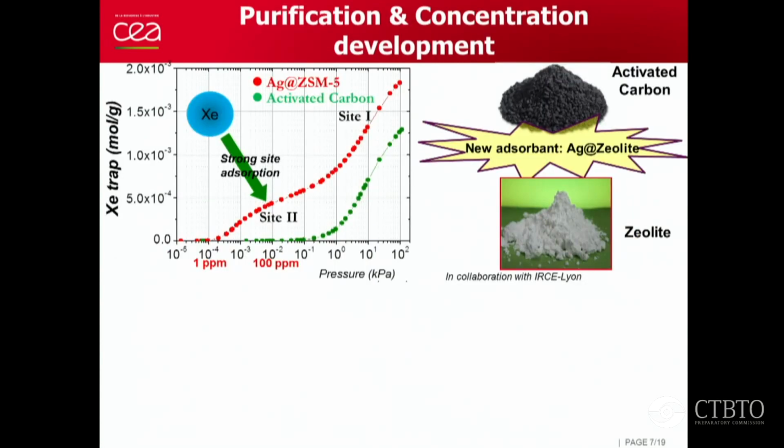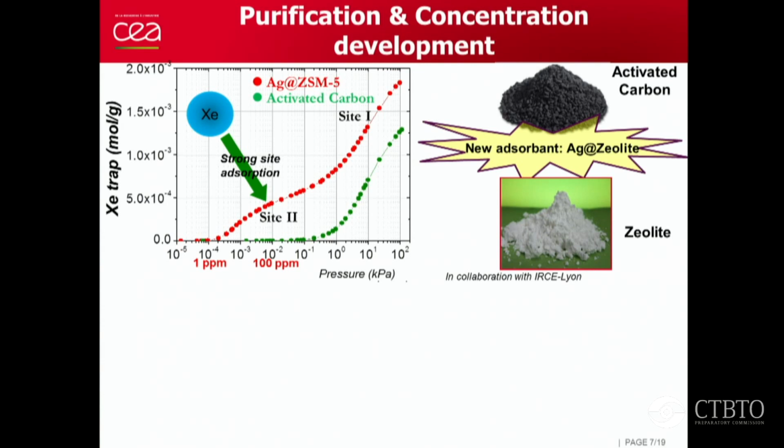But the purification and concentration development is an important work at CEA from several years. We work on the development of new kind of adsorbent to make the xenon retention as efficient as possible. And here you have the xenon retention capacity for 2 different materials, the classical activated carbon and the material developed at CEA, silver doped zeolite, AgZSM5.